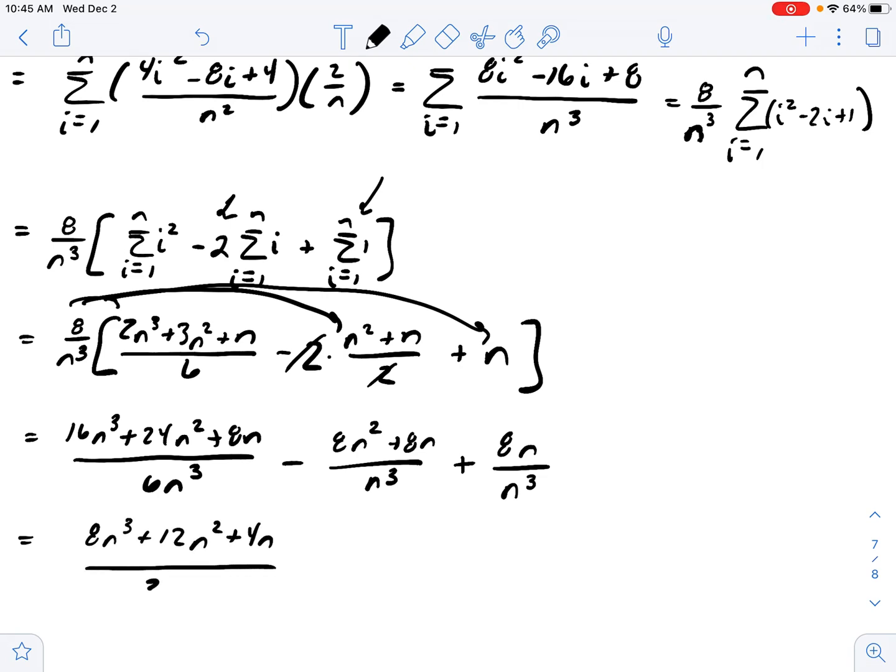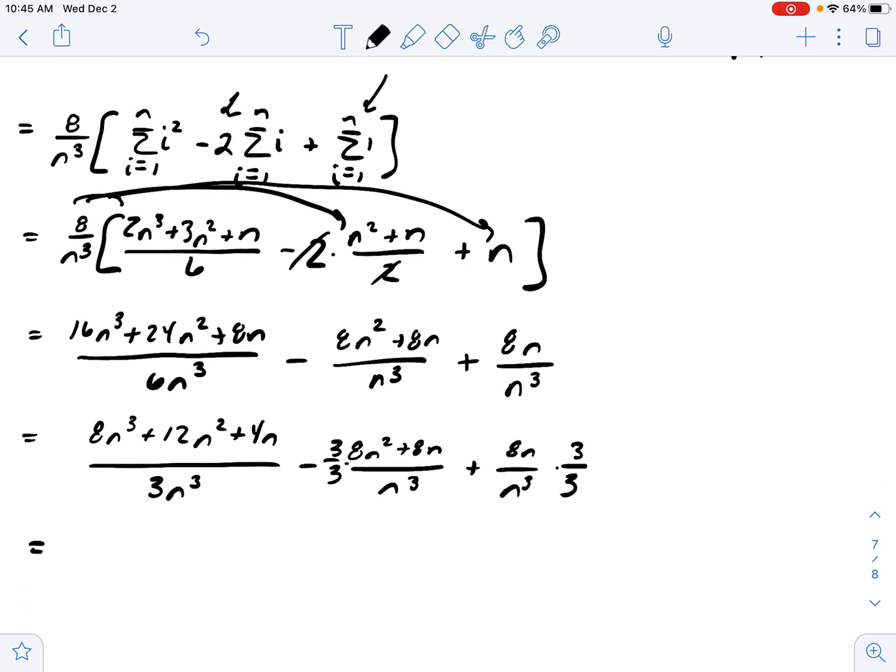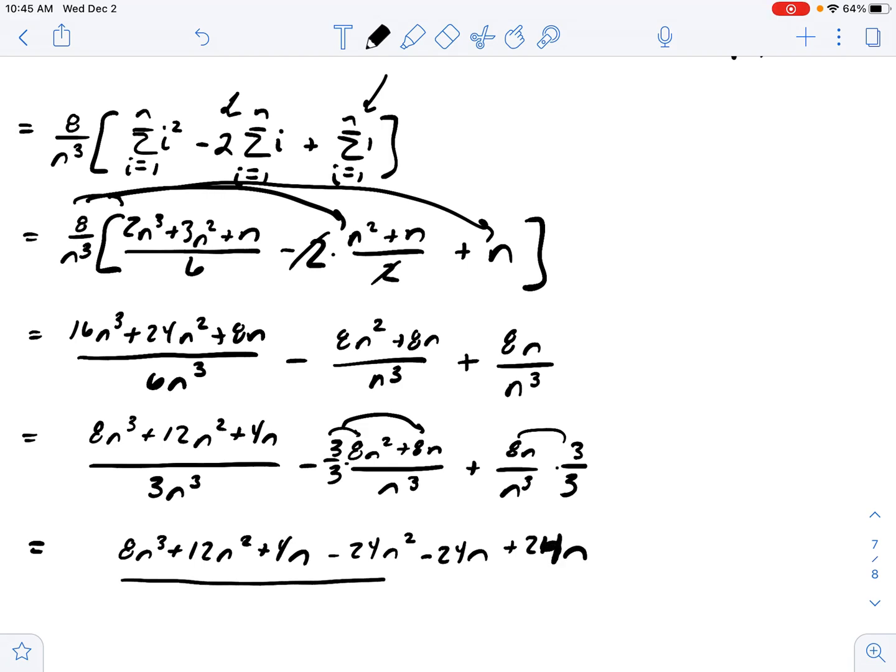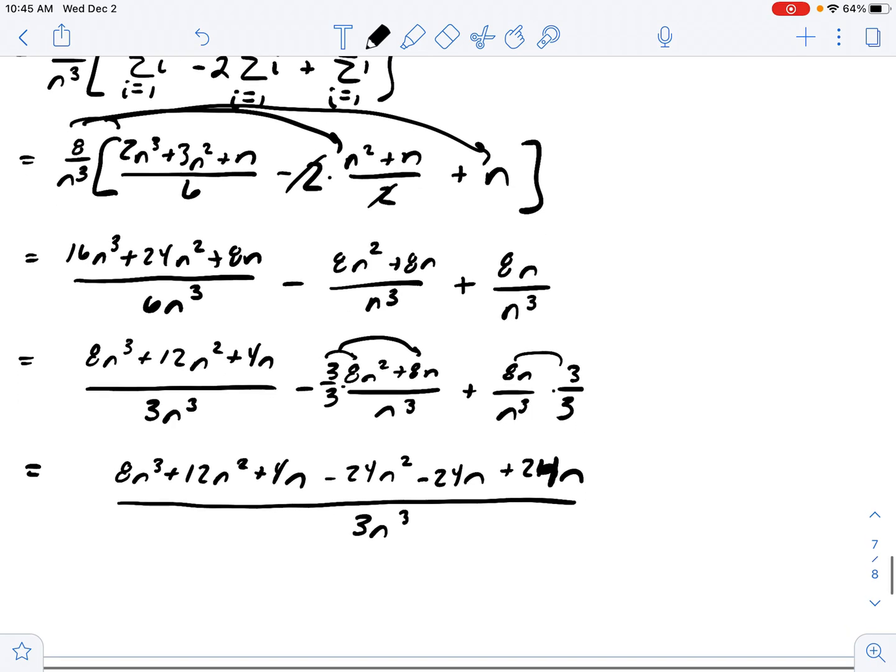So 8n cubed plus 12n squared plus 4n over 3n cubed minus 8n squared plus 8n over n cubed plus 8n over n cubed. So I'm going to multiply by 3 over 3 on these two fractions here. So let's see, we'll have a common denominator of 3n cubed. So we've got 8n cubed plus 12n squared plus 4n, right? Then here we're going to have minus 24n squared minus 24n and plus 24n all over 3n cubed. And now we can clean this up a bit.